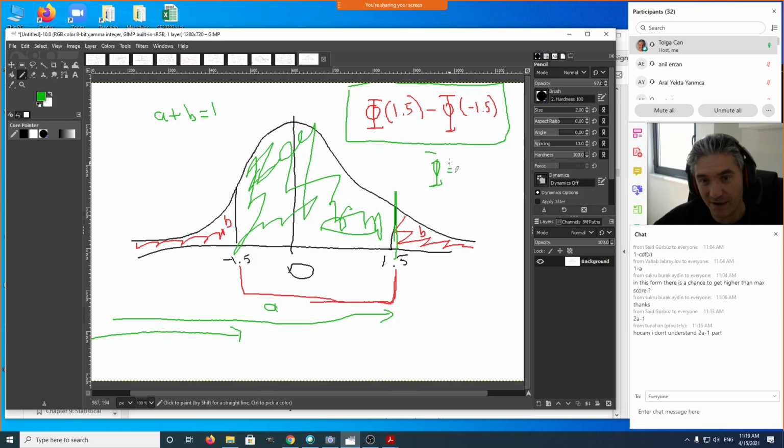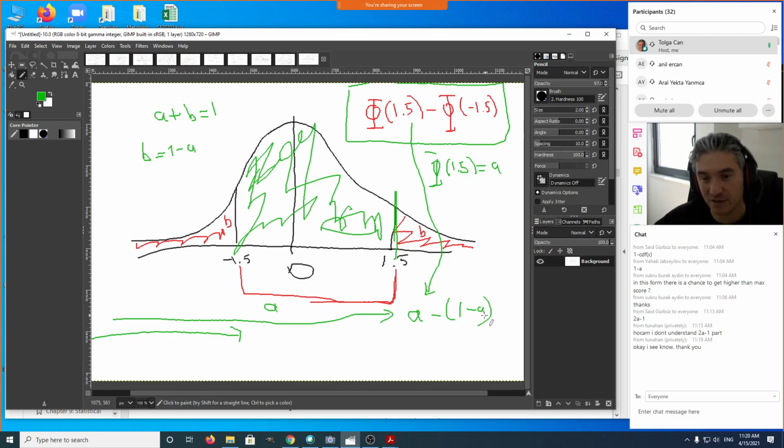If the area under the curve to the left-hand side, I call it A, the CDF of 1.5, then this area B becomes 1 minus A, because the entire area under the curve is 1. Therefore, B is equal to 1 minus A, which is also the CDF of minus 1.5. So in order to solve this, what I need to do is A minus B, which is A minus (1 minus A). So I write 1 minus A like this.